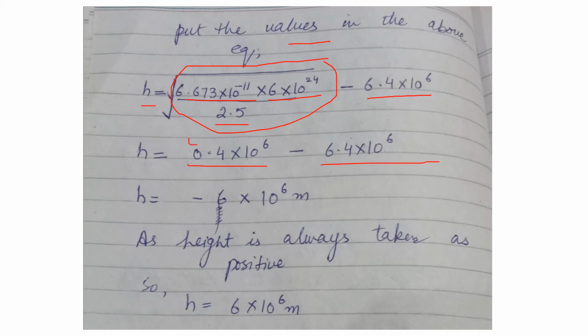If we subtract these two values, we get the answer minus 6 into 10 raised to power 6 meter. And you know that height will never be negative, because height is always a positive quantity. So we just ignore the negative sign, and we can write h is equal to 6 into 10 raised to power 6 meter, and this is also the radius of the earth, which is given in the answer of the problem.